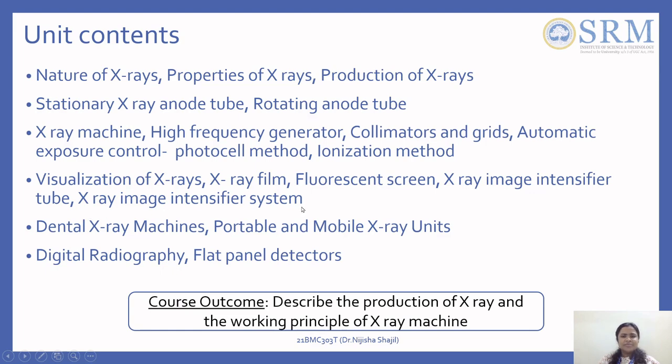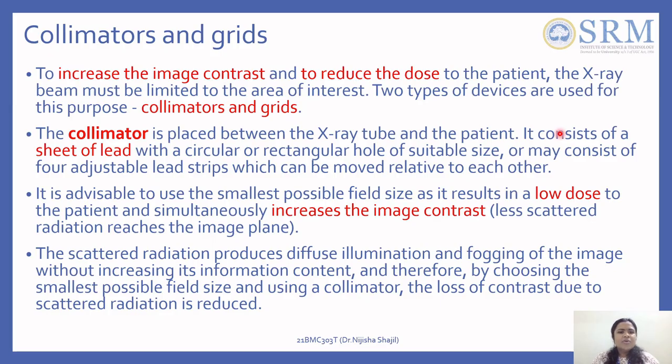Let's start the session. So we are going to see what I mean by collimators and grids. The X-rays are coming out, and you're getting an image. How do I improve the image? For this, you have two important components. They are the collimators and the grids. One is to increase the image contrast. The other one is to reduce the dosage to the patient. We'll see them one by one.